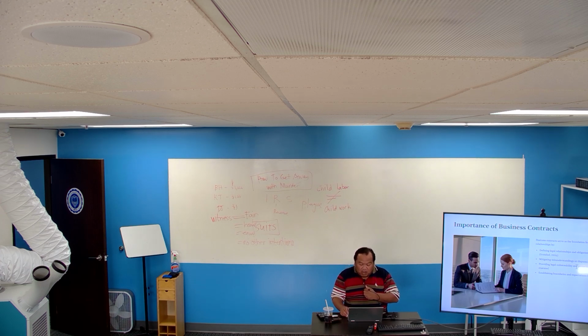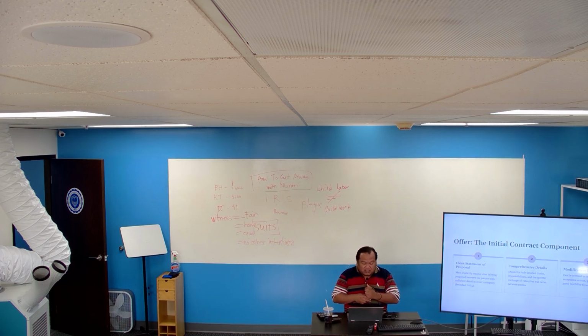Now, contracts also help in mitigating misunderstandings or disputes through clear terms. Again, that is most important, because if there are things that you both do not understand, the contract will be there to explain it to you. It provides legal enforceability and protection when properly executed. And it establishes boundaries and expectations from all involved parties. That means you know what to expect from this person, from this company, and they also know what to expect from you. Okay?